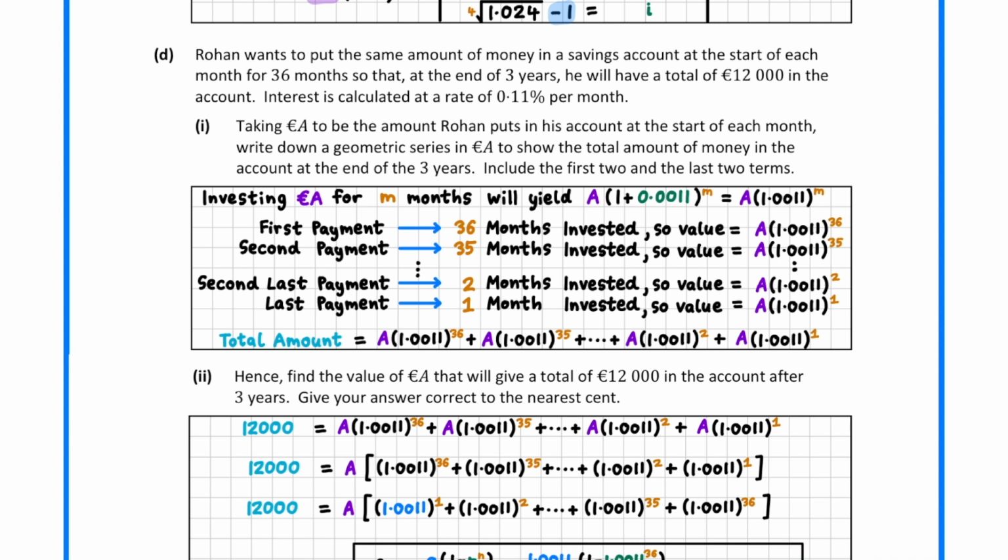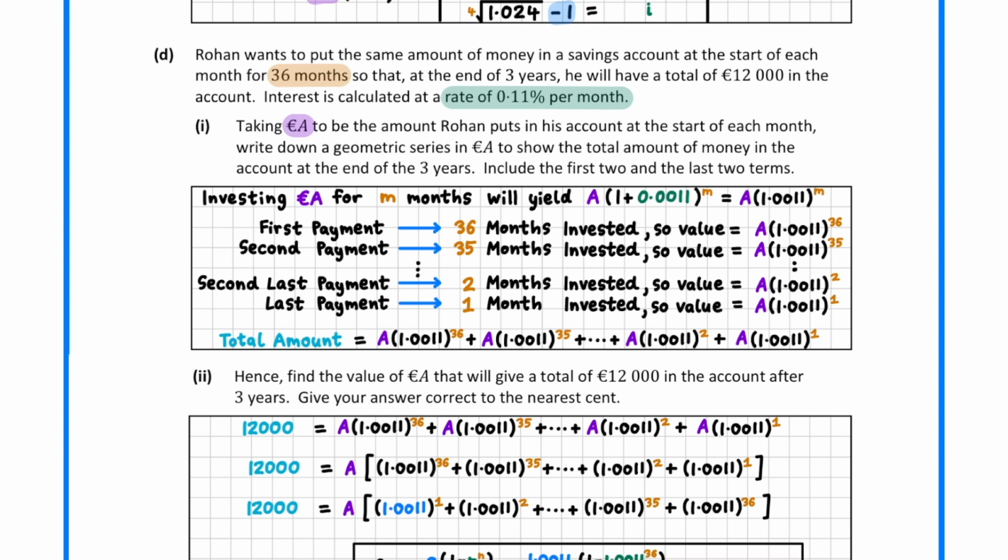In DI, Rowan is making a monthly deposit of €1 into a savings account each month for 36 months. We must express the final amount in terms of a geometric series. The interest rate is 0.11% per month, which is 0.0011 as a decimal.